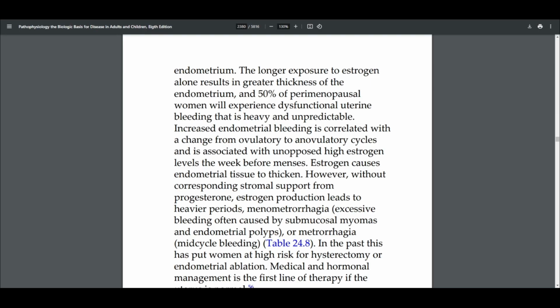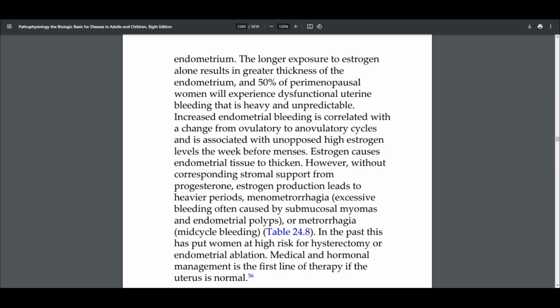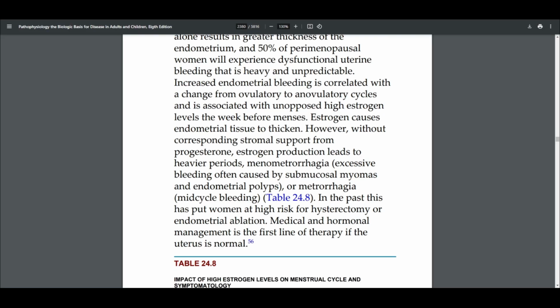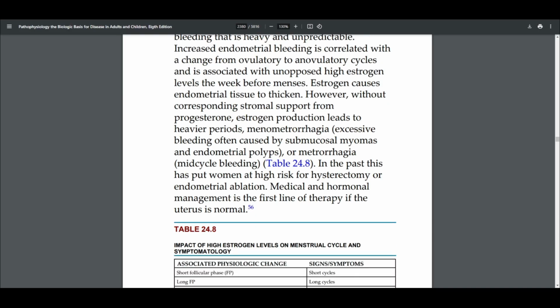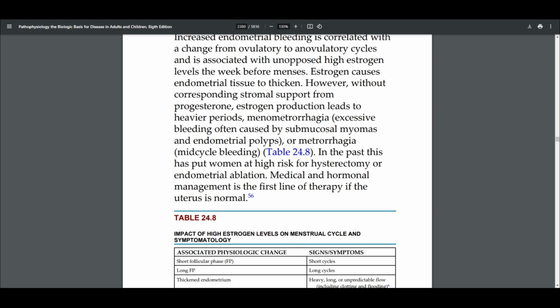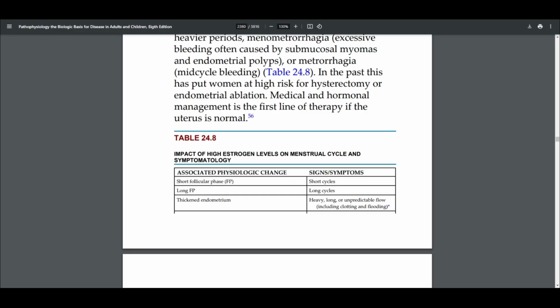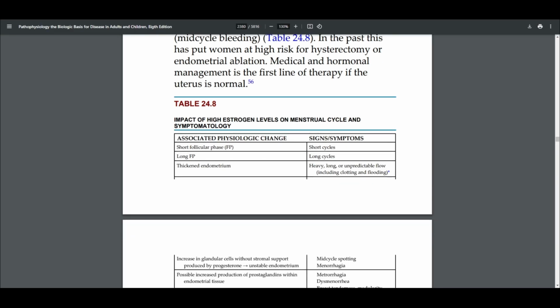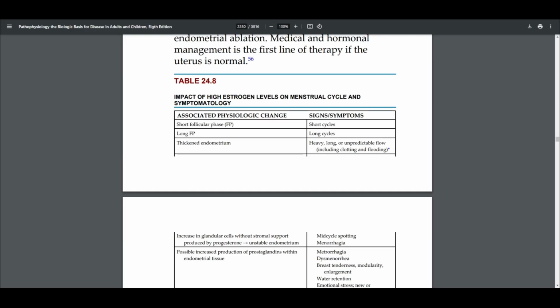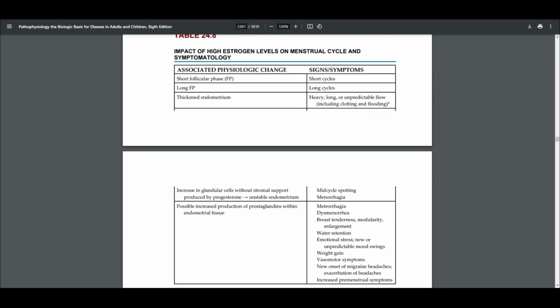Estrogen causes endometrial tissue to thicken. However, without corresponding stromal support from progesterone, estrogen production leads to heavier periods, menometrorrhagia, or metrorrhagia. In the past, this has put women at high risk for hysterectomy or endometrial ablation. Medical and hormonal management is the first line of therapy if the uterus is normal. So this following table here shows the impact of high estrogen levels on the menstrual cycle and its symptomatology. A good spot to hit pause and review.